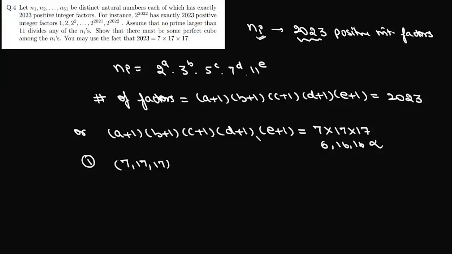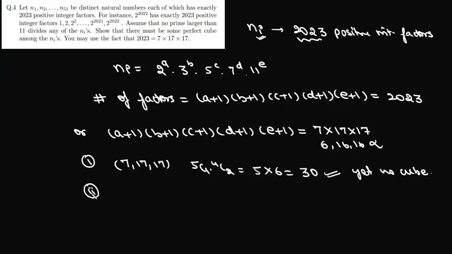Now among these 5 factors, one of them must be 7 and 2 of them must be 17. So we can choose any one in 5C1 ways, and then from the remaining 4 we have to choose any 2, which can be done in 4C2 ways. So it will be 5 into 6, that is 30. So if we take 7, 17 and 17, in that case there will be 30 such numbers which have a total of 2023 positive integer factors and yet are not a cube of a number.